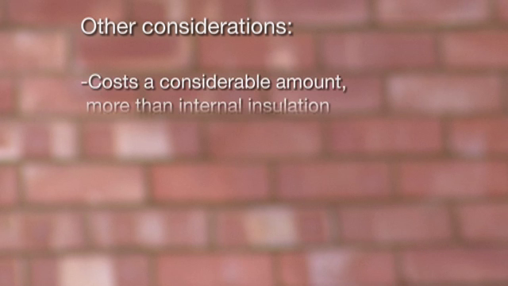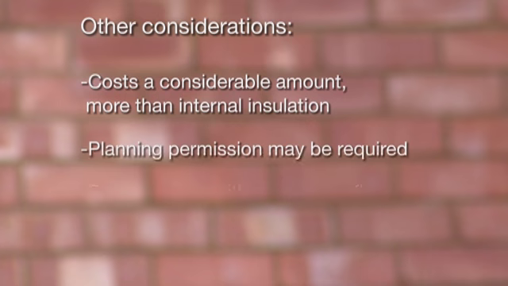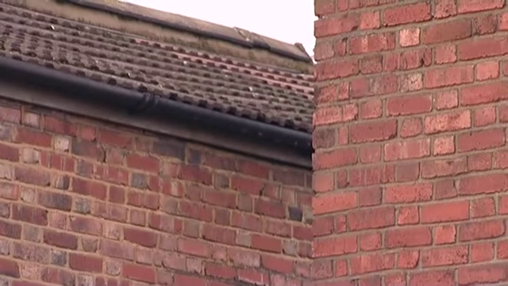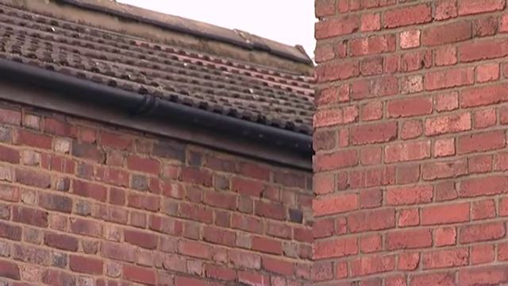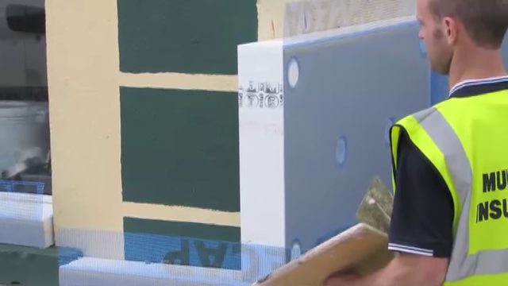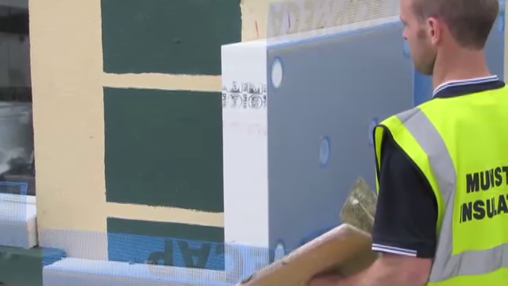Other considerations are that it costs a considerable amount, more than internal wall insulation. Planning permission may also be required, so it's best to check with the council before any work is started. Grants are available in some areas of the UK to help towards the costs of solid wall insulation, so make sure you check on that. And as with any large works, it's advised to get at least 3 quotes from different installers.